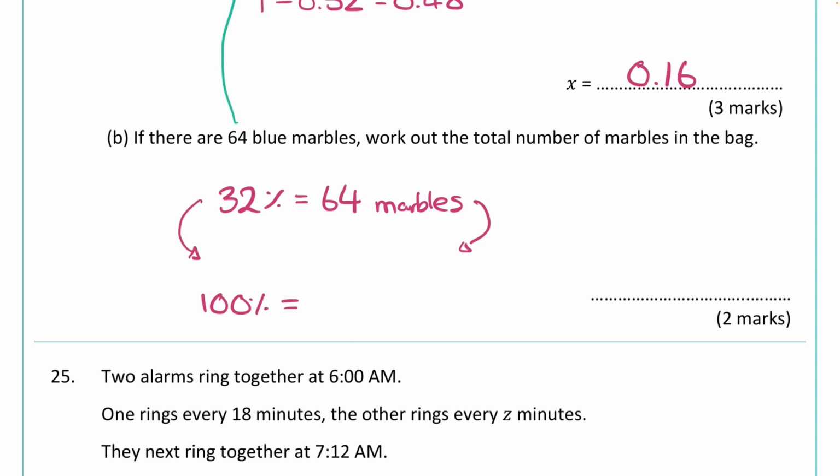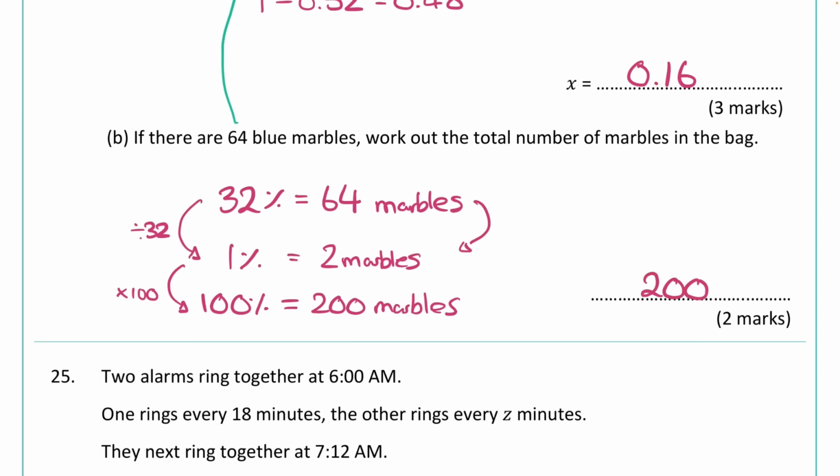Now thankfully they both divide by 32, so it's actually a relatively nice one. If we divide by 32 we get 1% is equal to 2 marbles, and now I can times by 100, and 2 times 100 is, of course, 200 marbles. So there we go, we have 200 marbles as our final answer, 200.